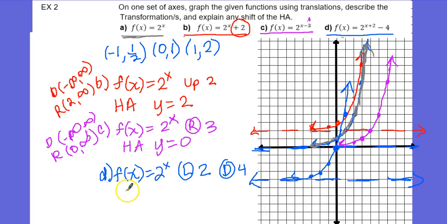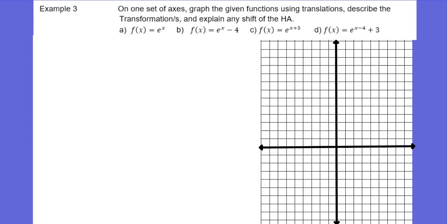Okay? So we've described the transformation. We moved it left 2, we moved it down 4, and our horizontal asymptote also shifted down 4 to y equals -4. That's right. Okay? Any questions about that? Okay. Then on the back, I would like you to try this one without me. So I'm going to pause the video while you try. So you can press pause.